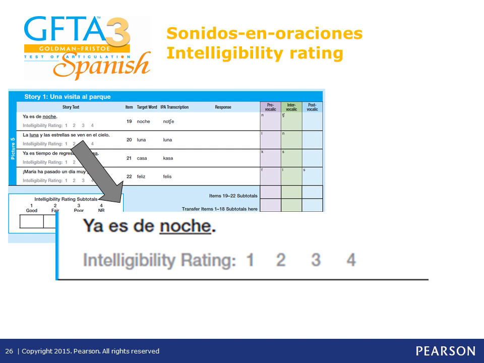As I mentioned earlier, the Sonidos en Oraciones test allows you to score the intelligibility of the individual's connected speech. The individual's production does not need to match the target sentence exactly for you to rate intelligibility. As long as the individual produces 2 or more words in connected speech, you can rate his or her intelligibility. So if the individual does not produce a sentence exactly as you said it, you can still rate the intelligibility as long as they produce 2 or more words. Based on your clinical judgment, you can rate the individual's intelligibility as good, fair, and poor.